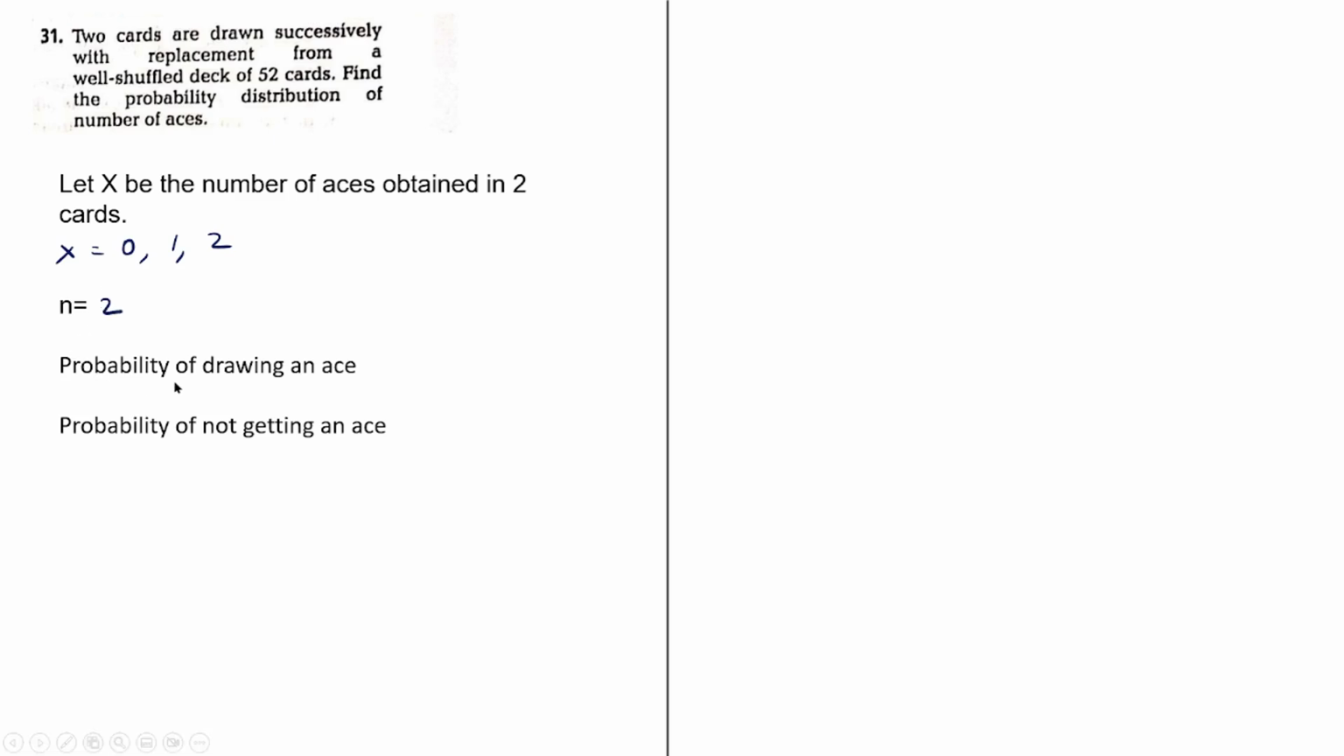Now the probability of success is the probability of drawing an ace. Among these 52 cards we have 4 ace cards. So probability of success P is 4 by 52, or 1 by 13. And the probability of not getting an ace, the probability of failure Q, is 1 minus P, so it is 1 minus 1 by 13, which is 12 by 13.